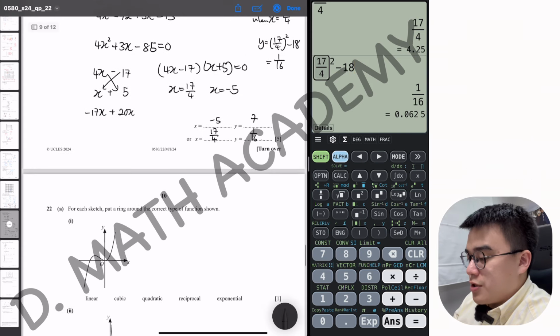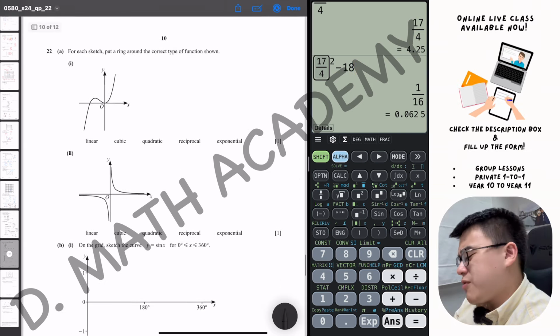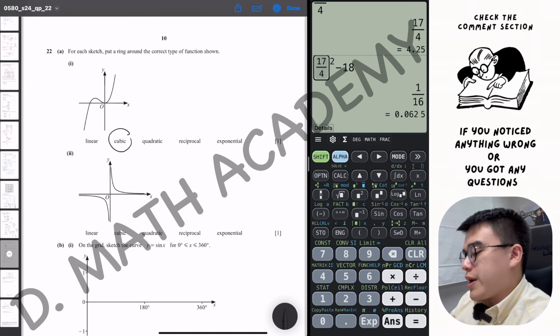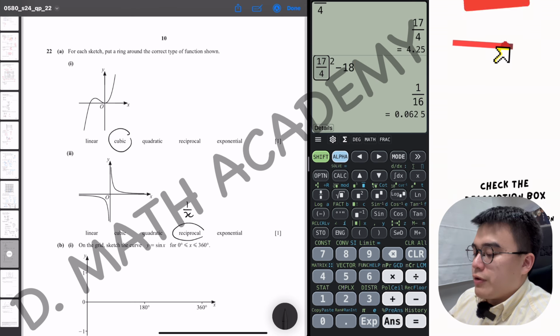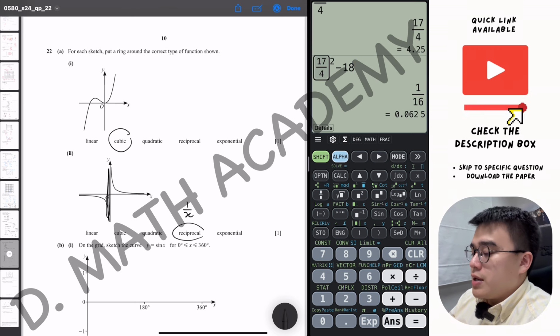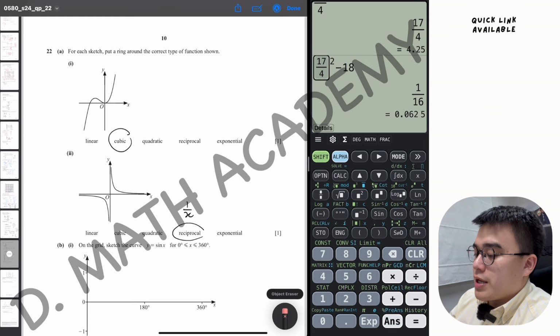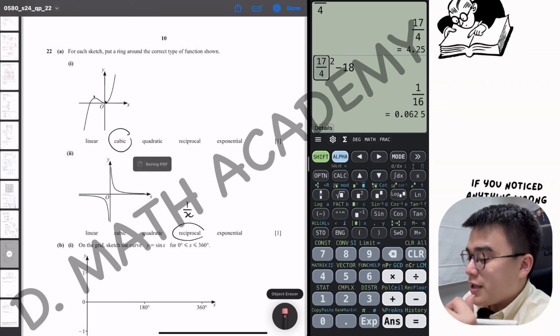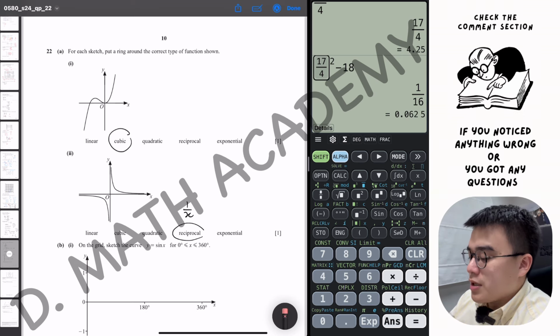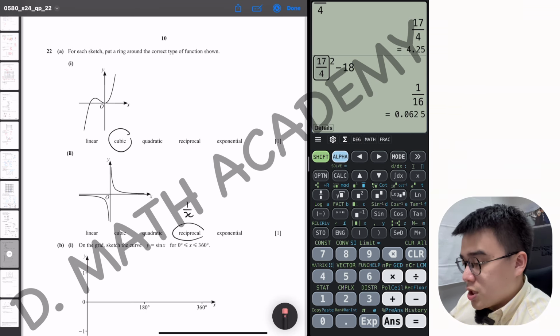The first one is actually a cubic graph, the second one is a reciprocal. Reciprocal means it's a 1 over x where there's an asymptote at the y grid. For the other one, it's a cubic graph because it has two turning points. Okay, so if you practiced a lot lately on the past year, this one shouldn't be a challenge.